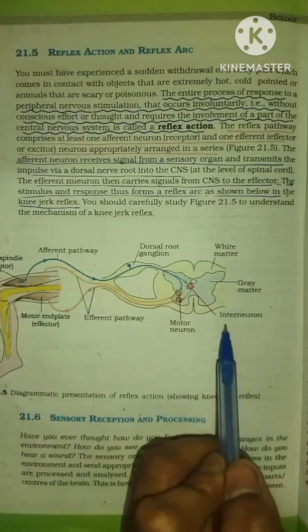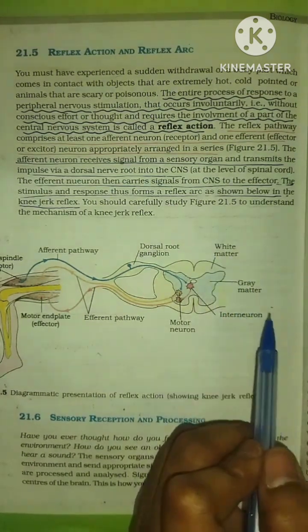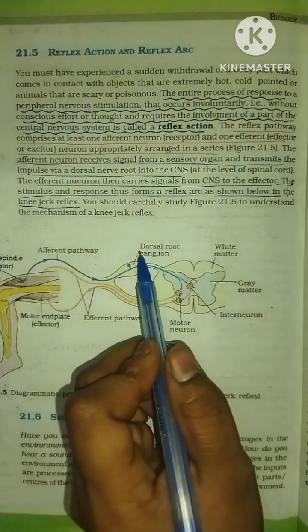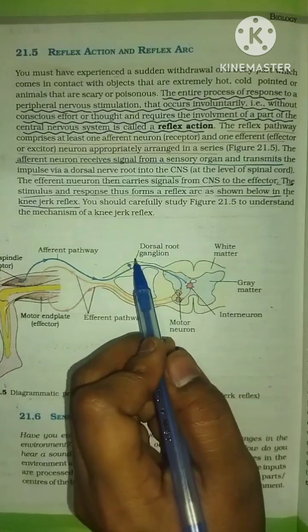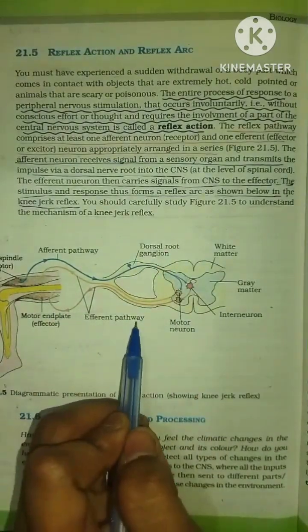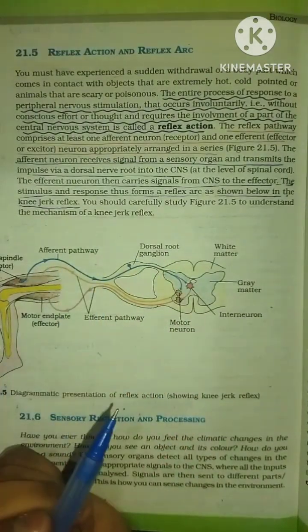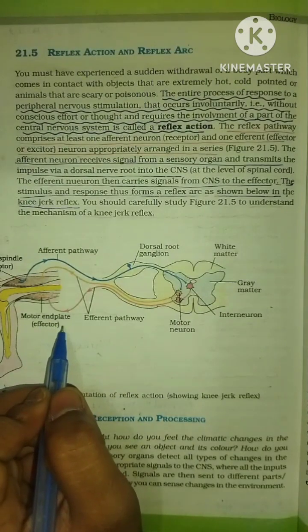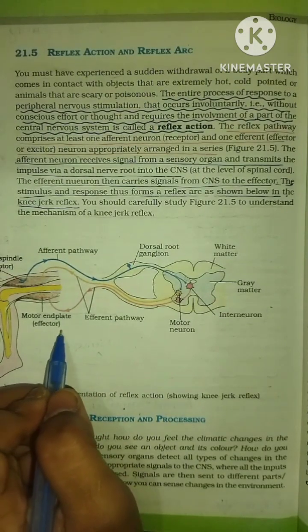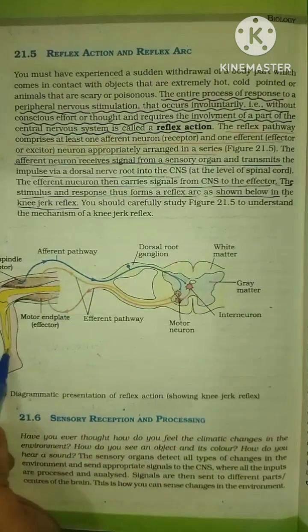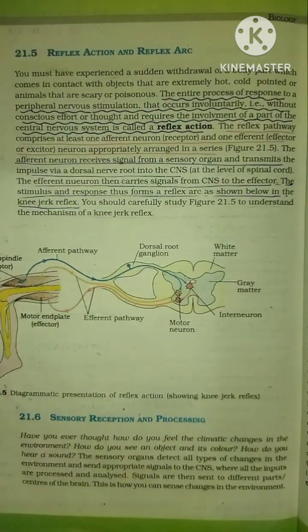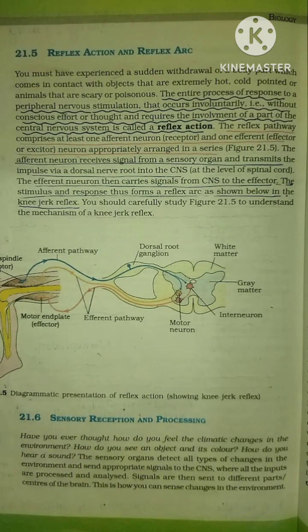Gray matter, interneuron, white matter, motor neuron, dorsal root ganglion, efferent pathway, afferent pathway, motor end plate, effector, muscle spindle receptor, stimulus, response. Sensory reception and processing.